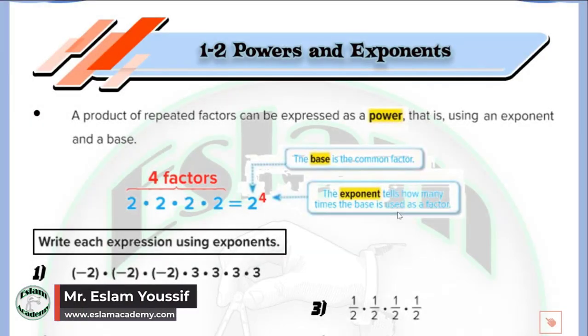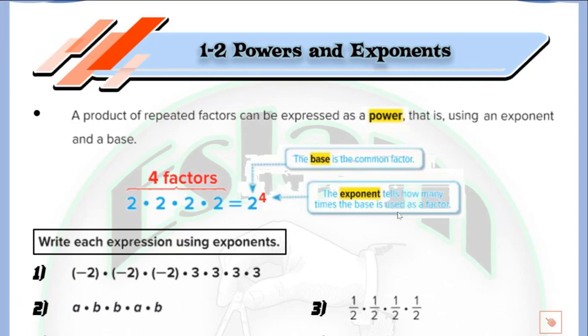In this video we are talking about power and exponent. At first, what is the meaning of the power or the exponent? Power is repeated multiplication.